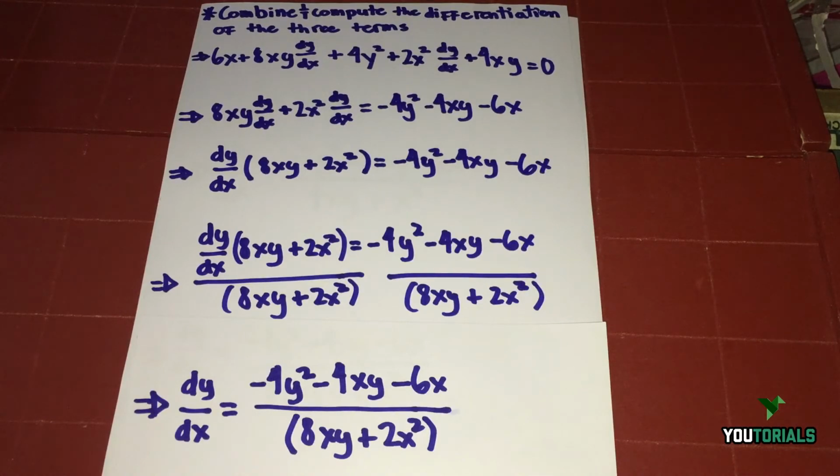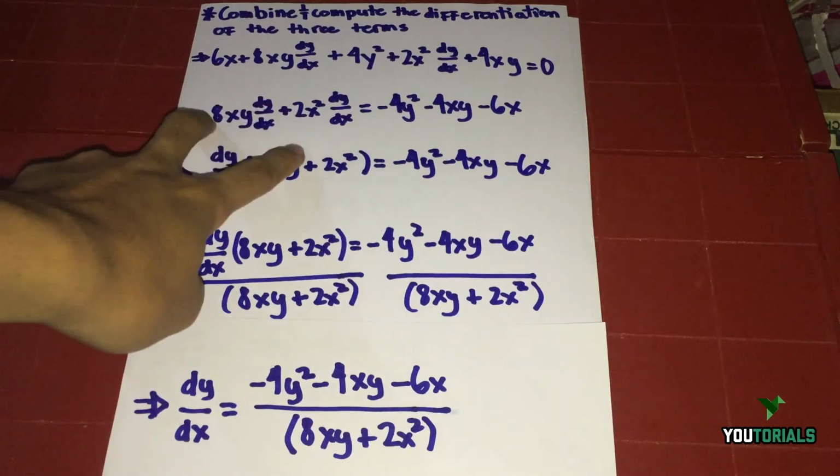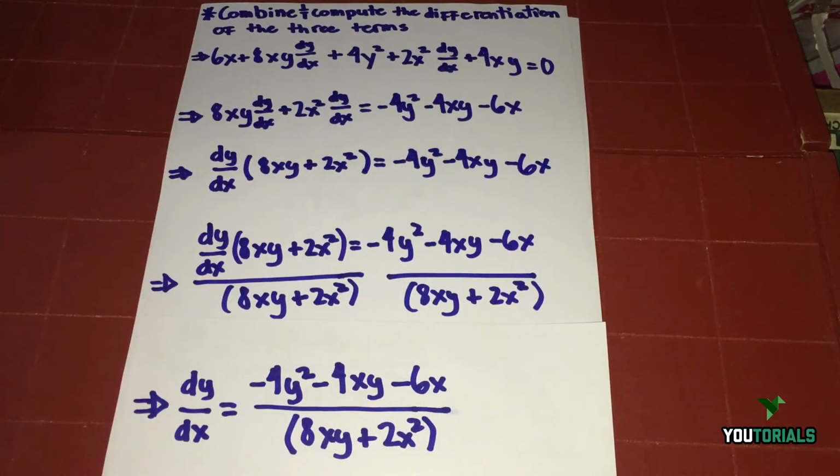Now, on the right side, we will just put the remaining terms, and on the left side, we will put the terms that have dy over dx, like so. 8xy dy over dx plus 2x squared dy over dx is equal to negative 4y squared minus 4xy minus 6x. Now, in this situation, we will just factor out these two.